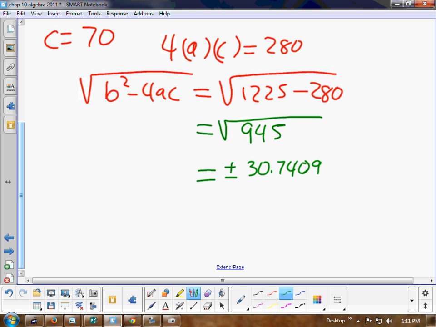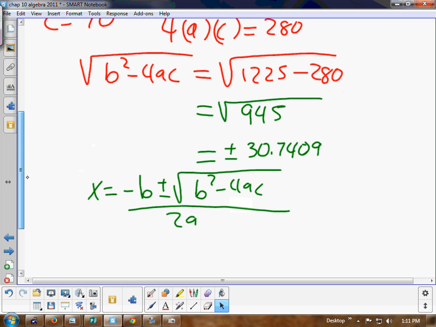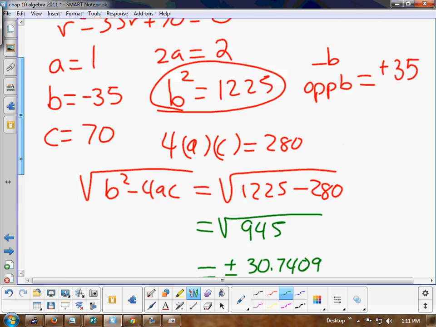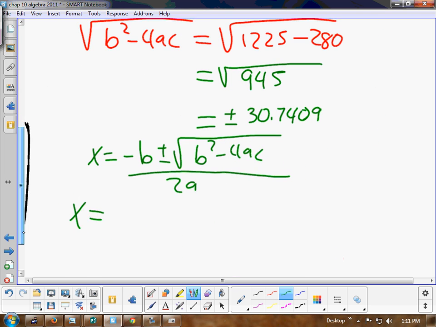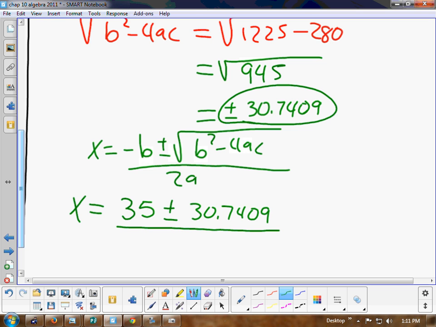Okay, now let's put it into the formula. Again, write your formula down. Negative b plus or minus the square root of b squared minus 4ac all over 2a. Let's put in each value. How did I write it so quickly? Because I have it memorized. You are to memorize it. So x equals negative b. What's negative b? Look it up on your paper. 35. Plus or minus the square root of b squared minus 4ac, we can go right with 30.7409. All divided by what? 2.